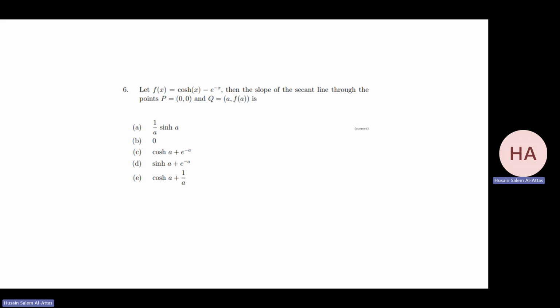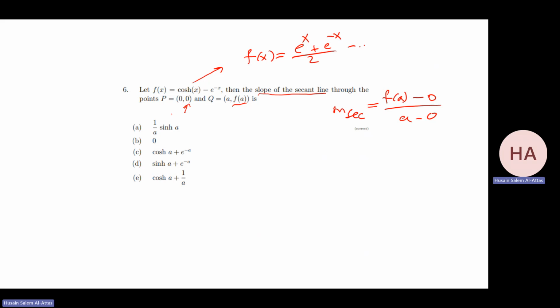Okay, let x equal this. Find the slope of the secant line. I want to find the slope of what? The secant line. So the slope of the secant will be f of a minus f of 0, delta y over delta x, over a minus 0. What is f of a? Notice this one I can simplify. f of x is e to the power x plus e to the power minus x, over 2, minus e to the power minus x. If you notice, this is what?